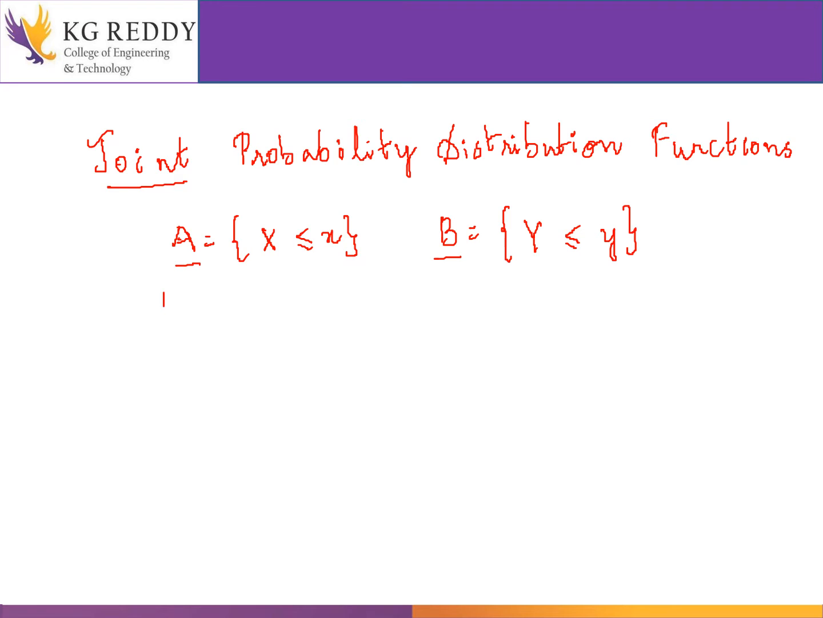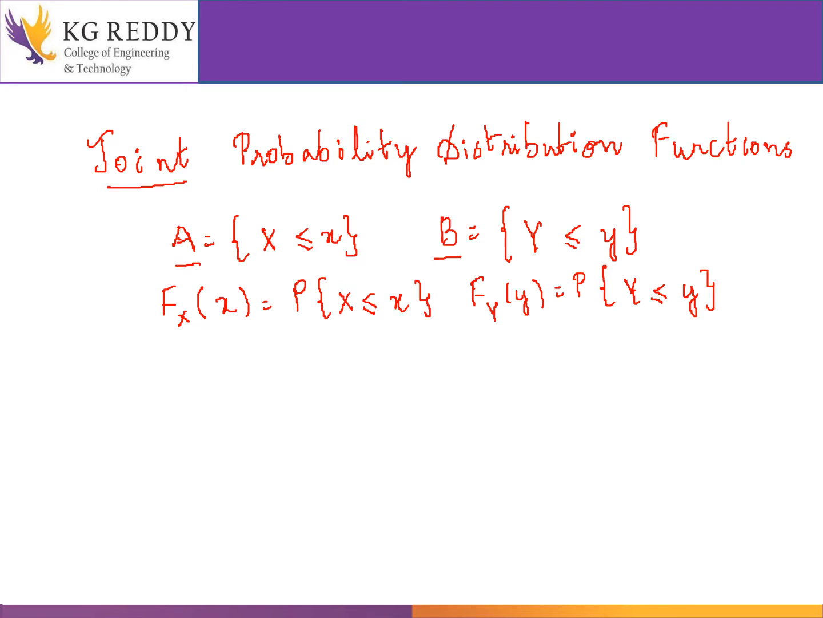Hence, if I define the probability distribution function of the first event A, that is F_X of x, it will be equal to the probability of X less than or equal to x. In the same way, I define the distribution function for the event B, that is F_Y of y, which will be equal to the probability of Y less than or equal to y. So we have defined the two distribution functions.